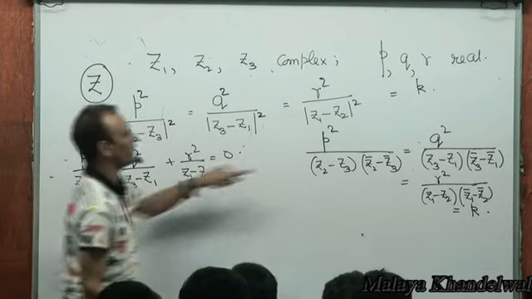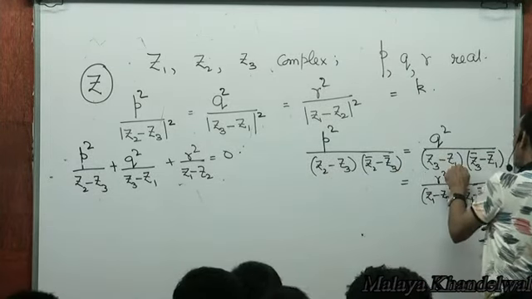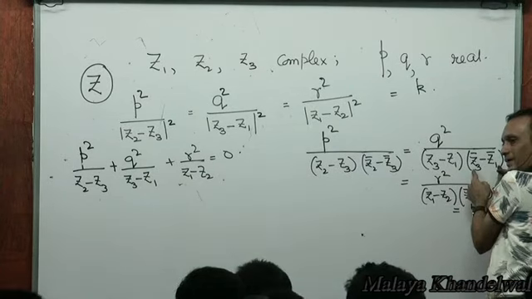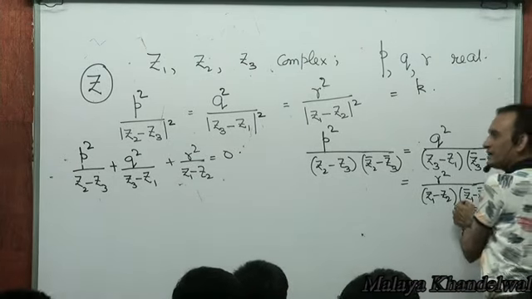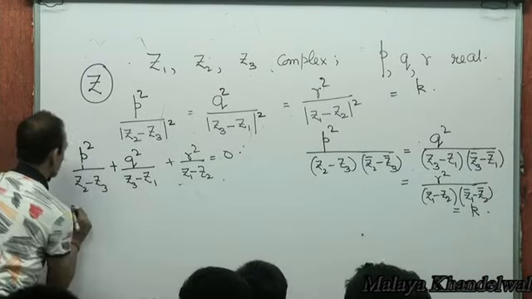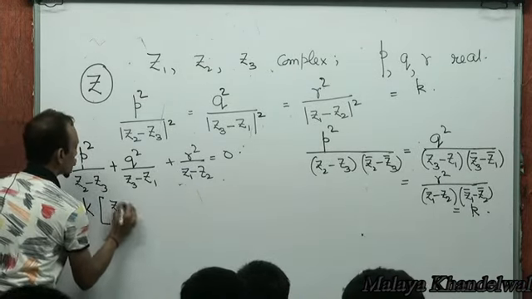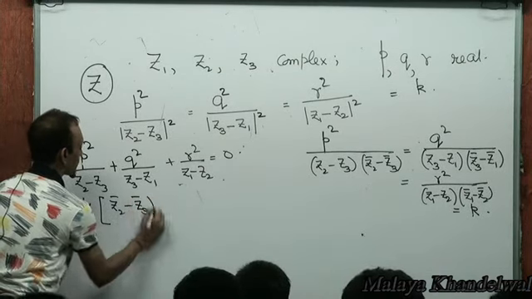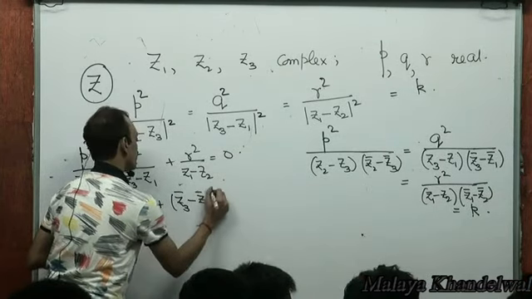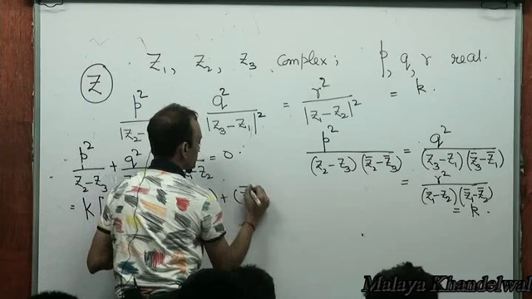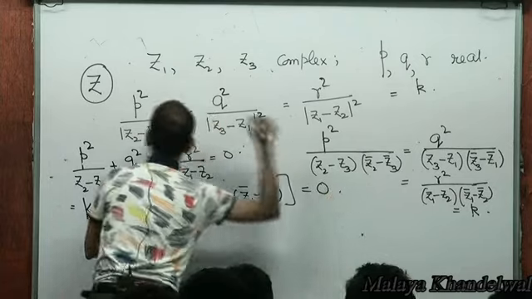So P squared by Z2 minus Z3 would be K into this. Q squared by Z3 minus Z1 would be K into Z3 bar minus Z1 bar. R squared by Z1 minus Z2 is going to be K into Z1 bar minus Z2 bar. Yes or no? So plugging in, yes. So this is going to be K into z2 bar minus z3 bar, z3 bar minus z1 bar, z1 bar minus z2 bar, which is evidently 0 as was required.